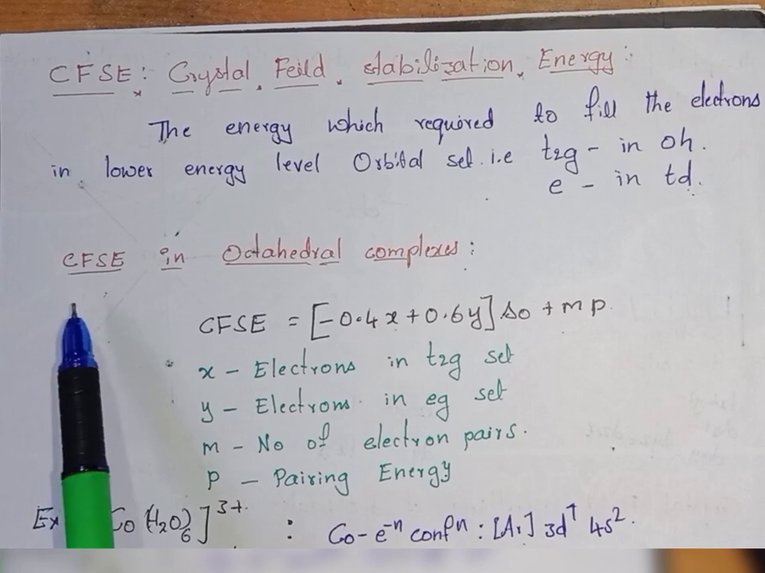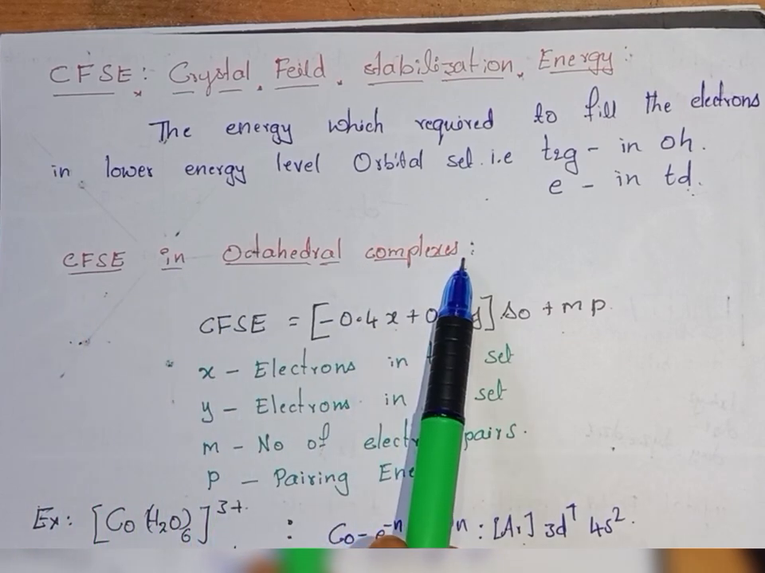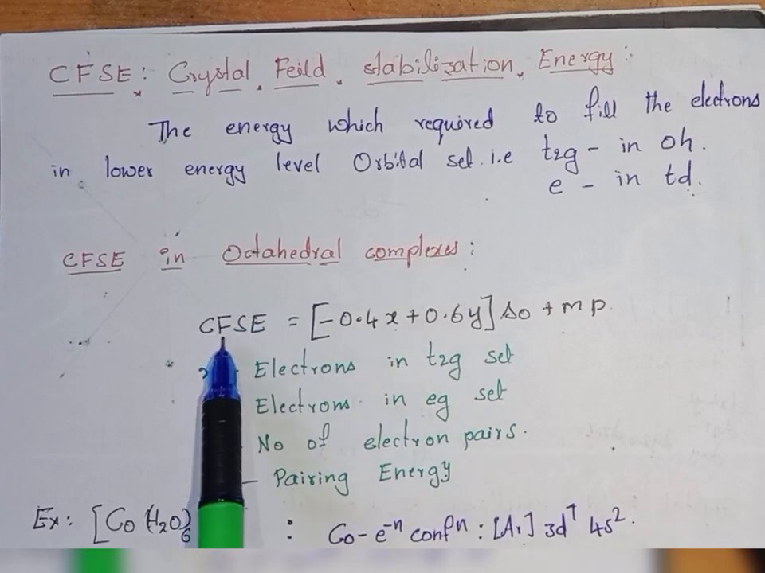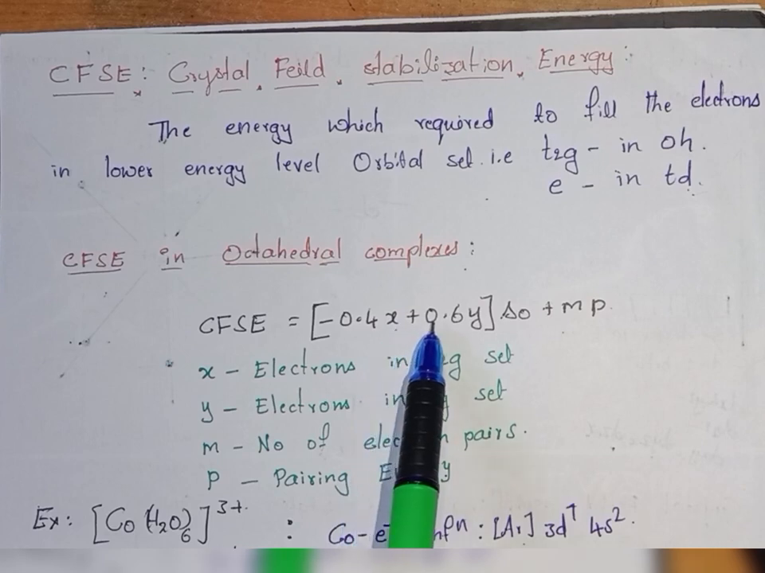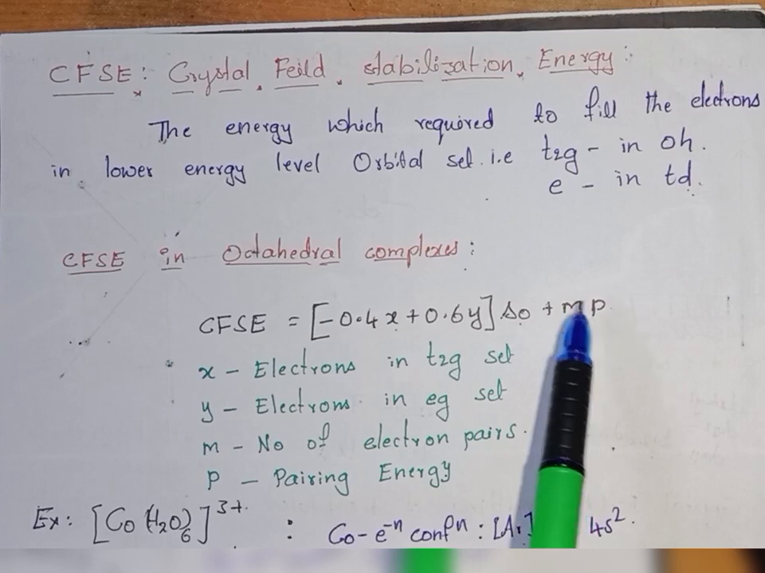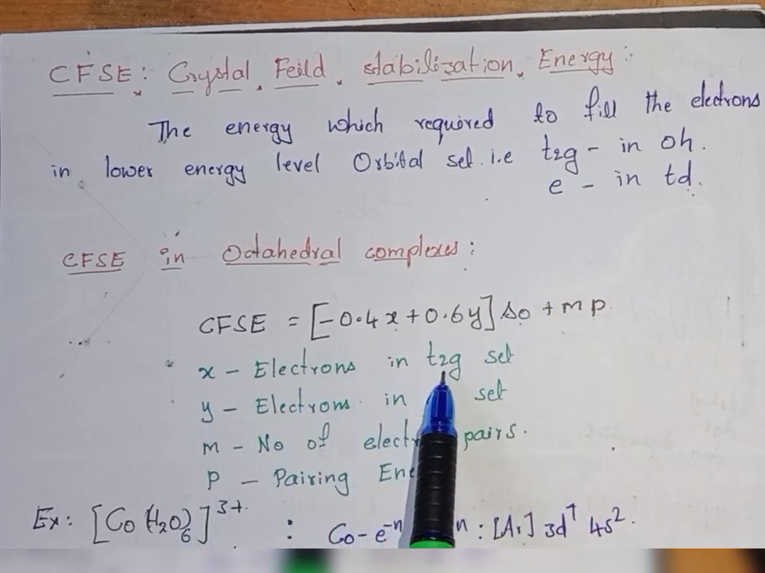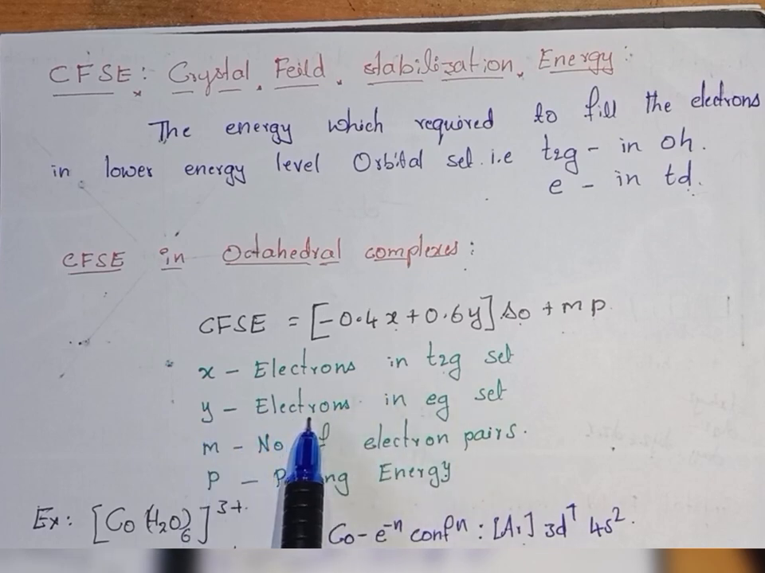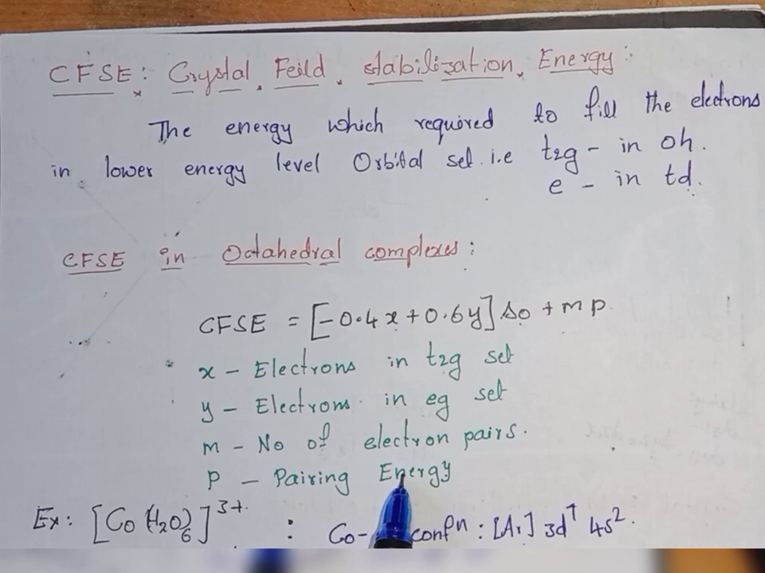To calculate the crystal field stabilization energy in octahedral complexes, the formula is CFSE equals minus 0.4x plus 0.6y Δo plus mP. In this terminology, x is the number of electrons in the t2g set, y is the number of electrons in the eg set, m is the number of electron pairs, and P is the pairing energy.